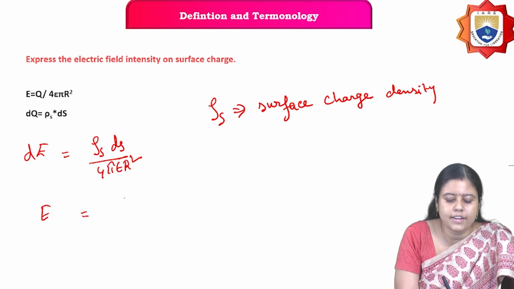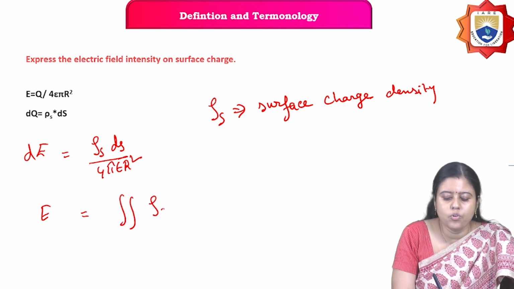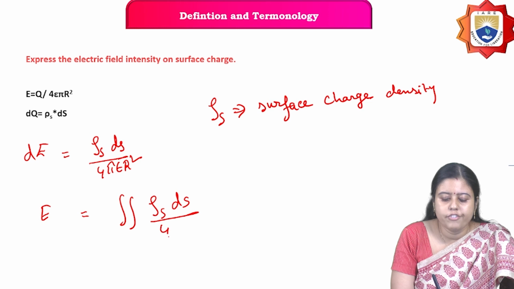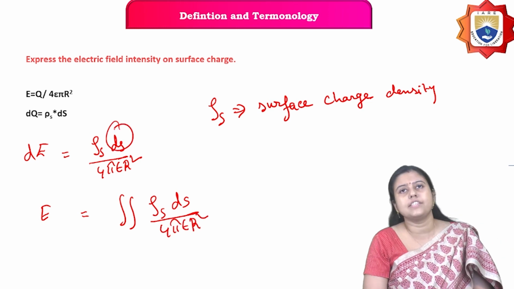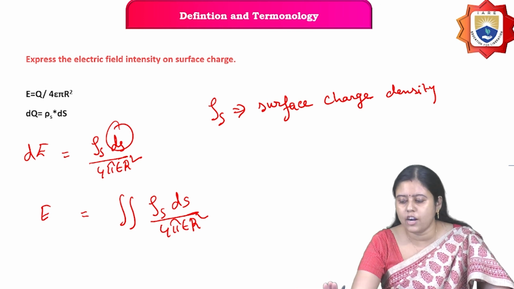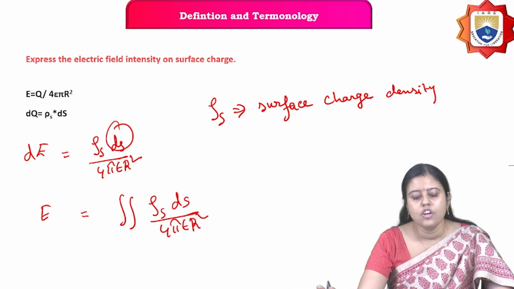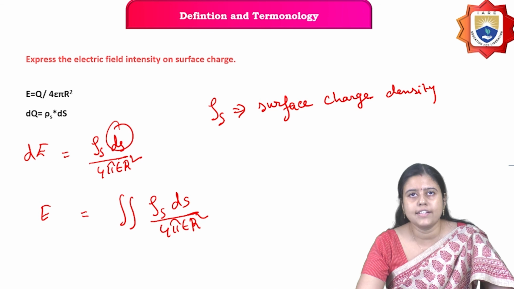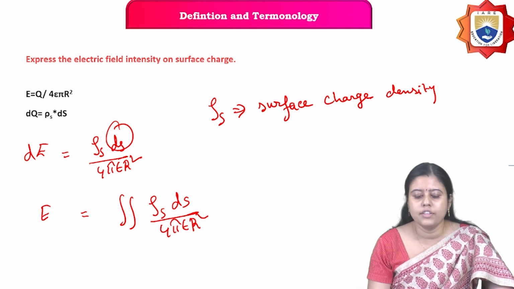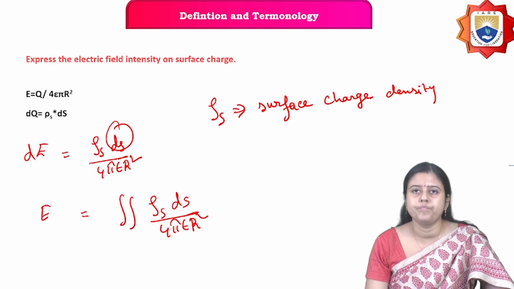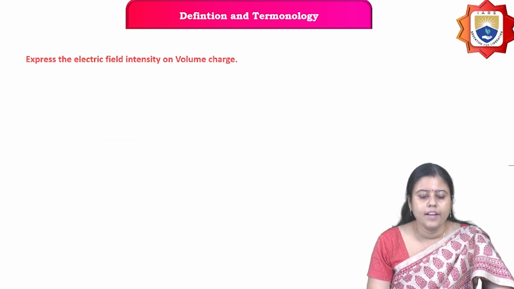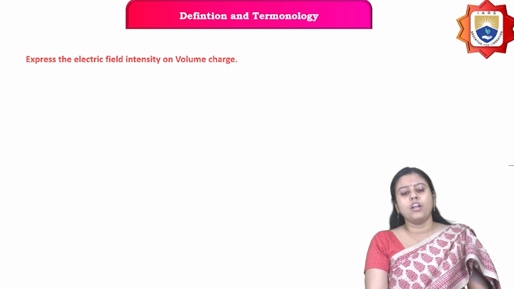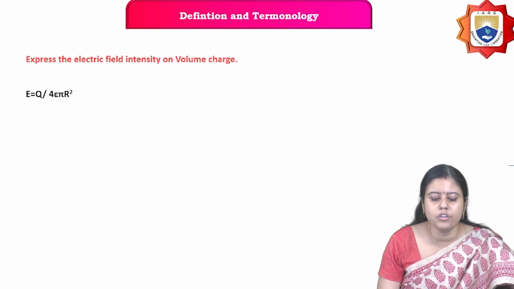So E is a double integration of rho s ds by 4 pi epsilon r square. As this is a surface area, it is always a two-dimensional thing. So it has one x-axis and y-axis. That's why this is a double integration.